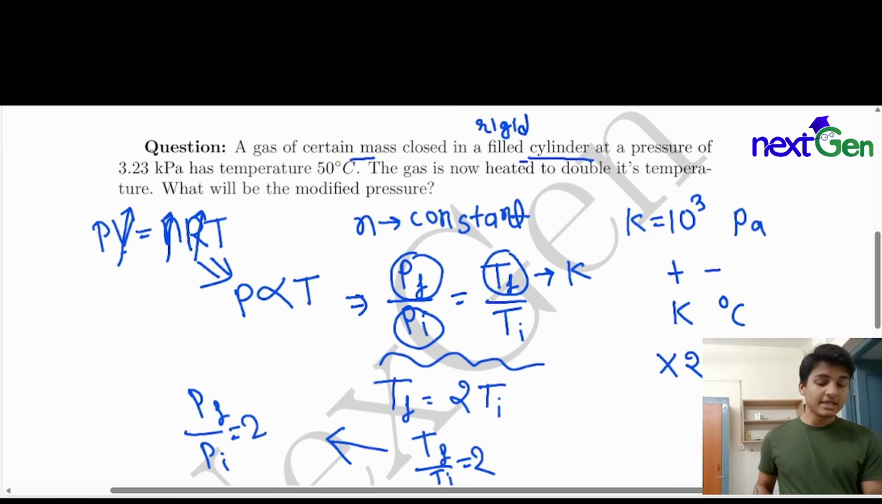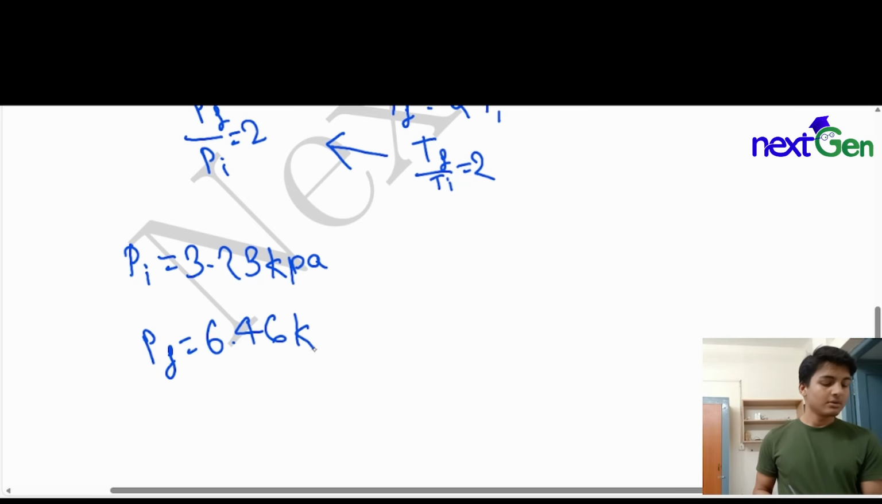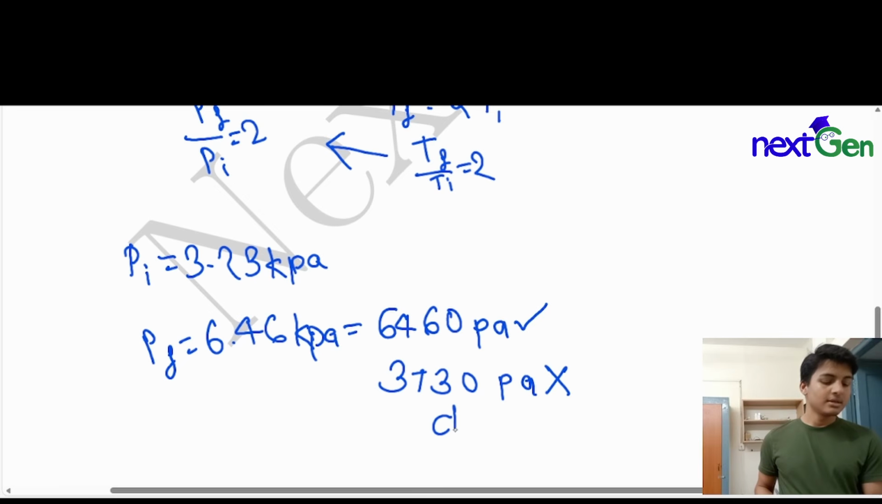Now, the initial pressure in the question is given to be 3.23 kilopascal. Final pressure will simply be double of this, which is 6.46 kilopascal. Or in other words, you can write it to be 6460 pascal. This is the correct answer. But the NTA answer is 3730 pascal, which is wrong and the question should be challenged.